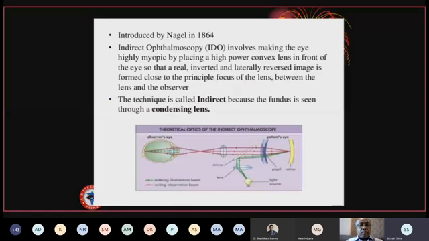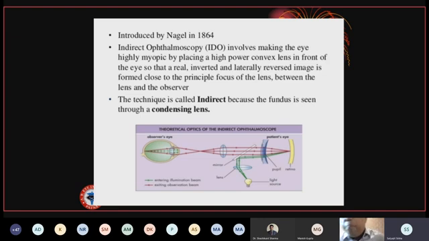Indirect ophthalmoscope was introduced by Nagel in 1864. Indirect ophthalmoscopy involves making the eye highly myopic by placing a high power convex lens in front of the eye, so that a real, inverted, and laterally reversed image is formed close to the principal focus of the lens, between the lens and the observer. The binocular head-mounted indirect ophthalmoscope was introduced by Charles Schepens in 1951, and this is more or less how it stands today.